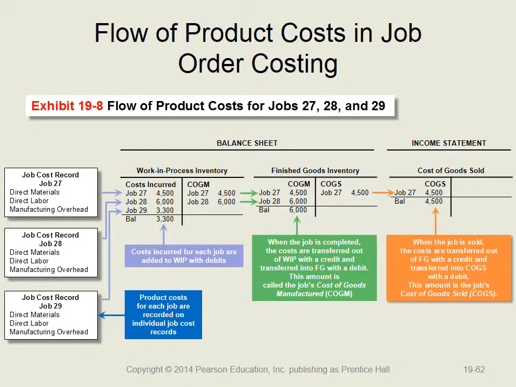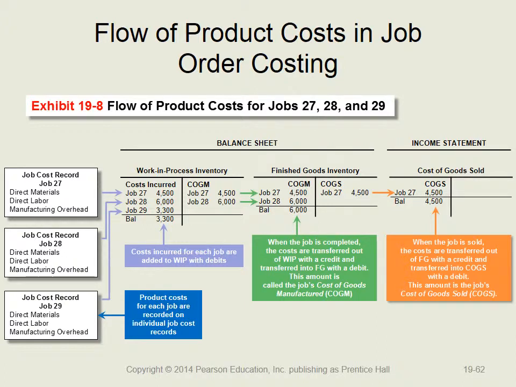Let's review the flow of costs through the accounts. Exhibit 19.8 shows the flow of costs of 3 jobs at SmartTouch: Job 27, Job 28, and Job 29. When Job 27 and 28 were completed, their costs were transferred from work in process inventory to finished goods inventory. The amount transferred is the cost of goods manufactured. The ending balance in work in process inventory is equal to the costs of partially completed Job 29.